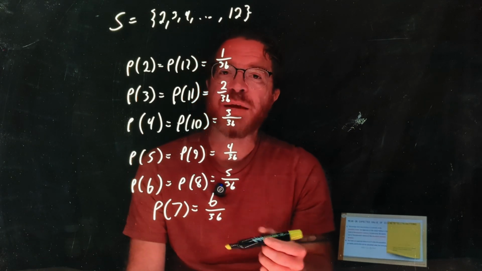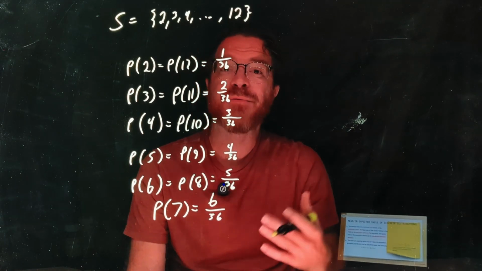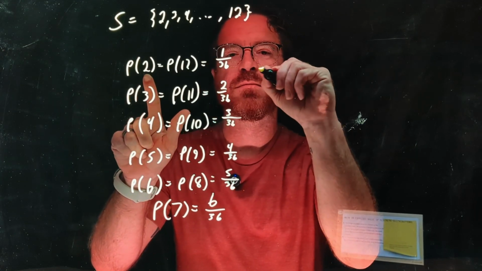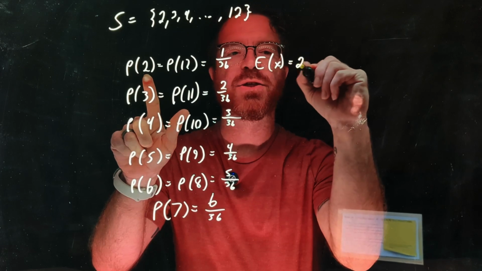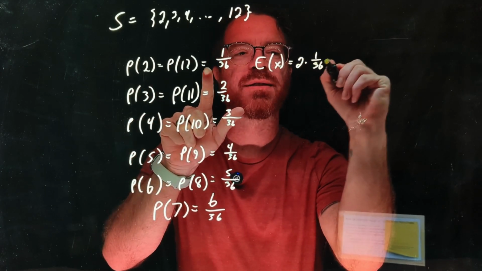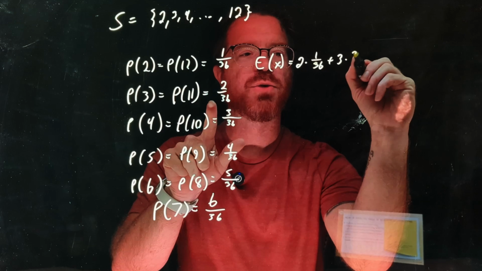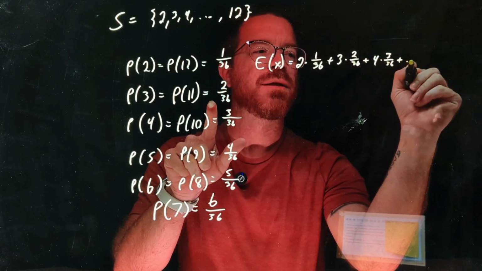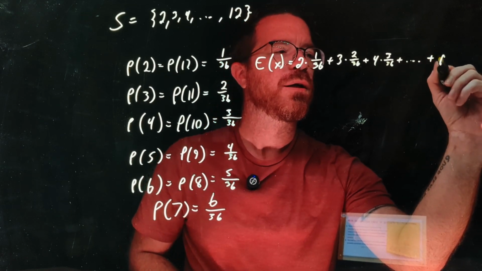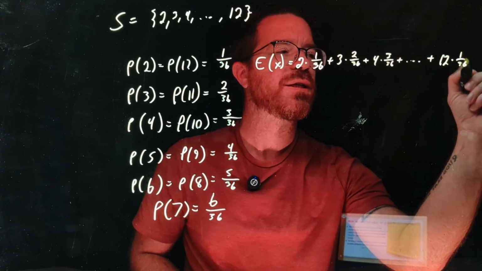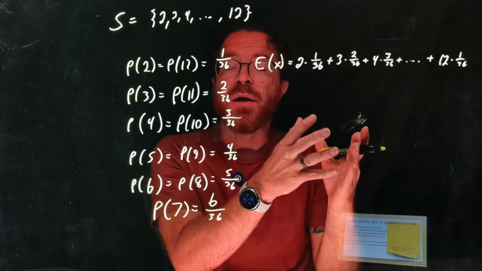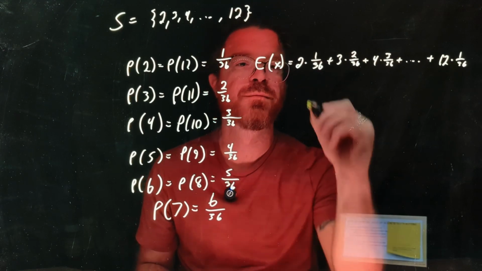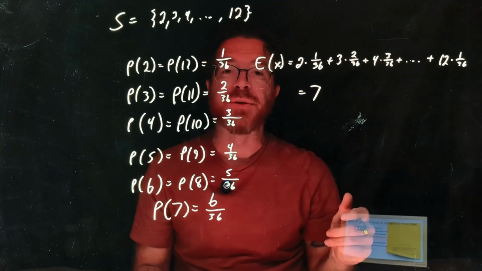And then what you could do is if they wanted to determine what is the average outcome you would expect someone to roll with these dice, then you would just take every outcome. So the expected value of x would be 2 times 1 over 36 plus 3 times 2 over 36 plus 4 times 3 over 36 plus ... And you would do this all the way until you get to 12 times 1 over 36. And then with this, you could figure out what the expected value is. So the expected value of this problem is equal to 7.